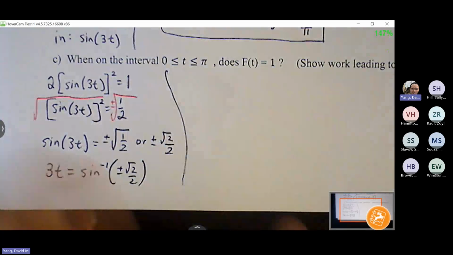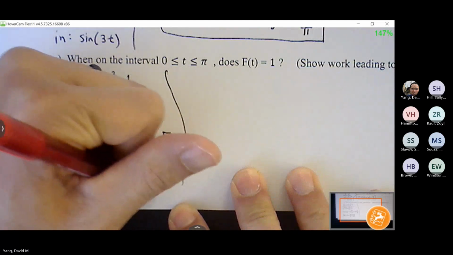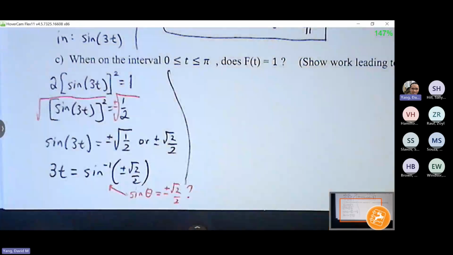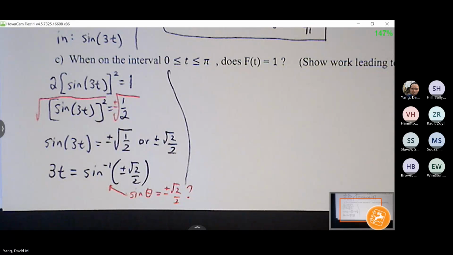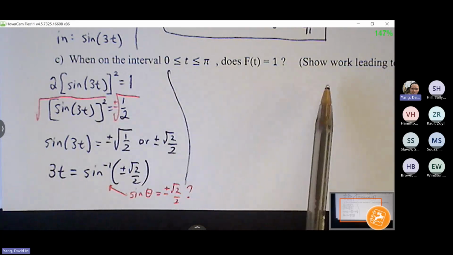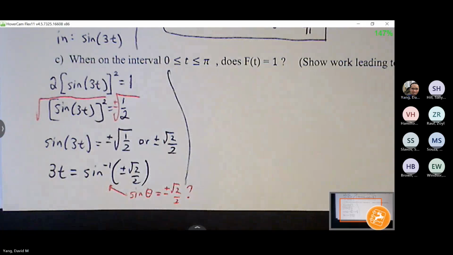Right? So in other words, this is basically saying, when is sine of theta equal to plus or minus square root of 2 over 2? Right? And because of plus or minus, you know that basically all four quadrants can be included. Right? Everything in the power of 4 family. Now it's only going from 0 to pi, but we want to go ahead and list out more than what we think we need, because that 3t is going to end up shrinking all the measures.